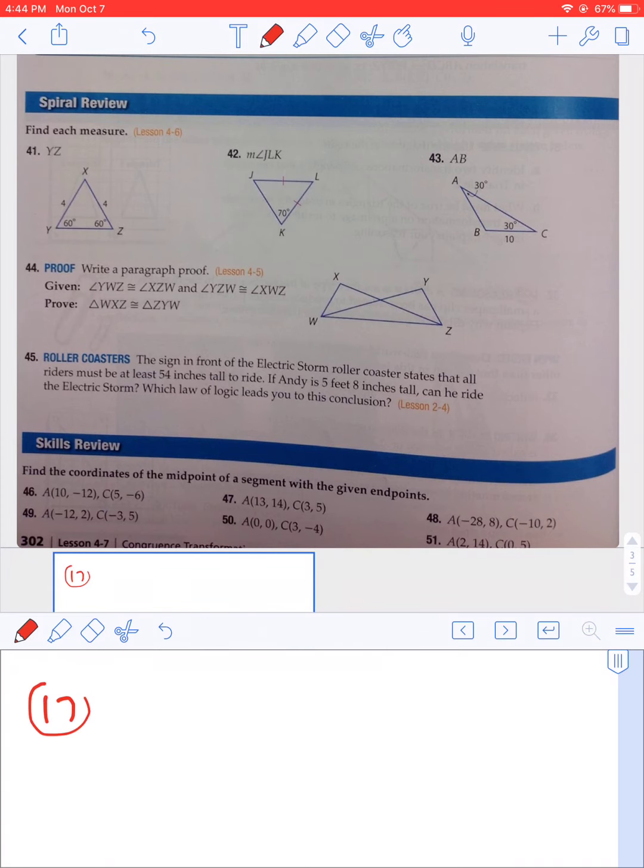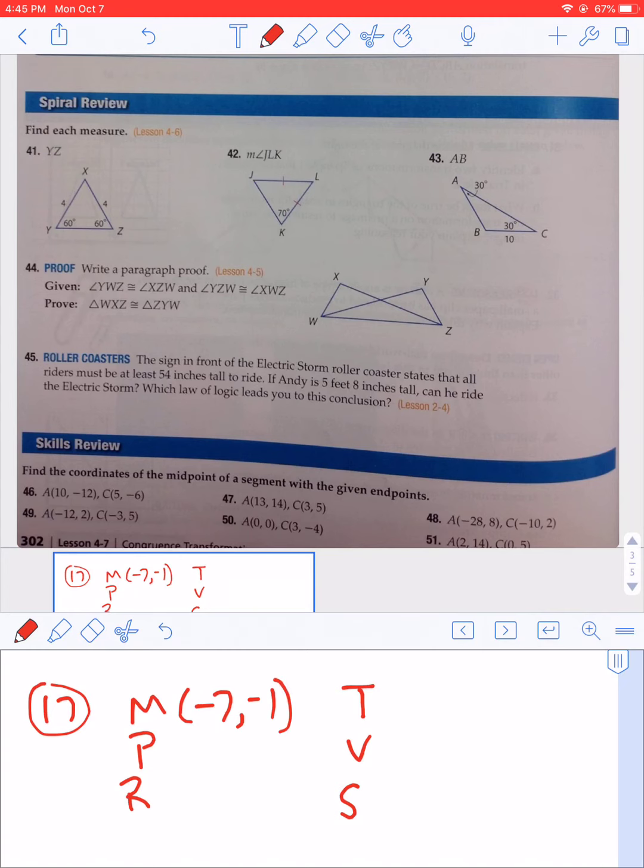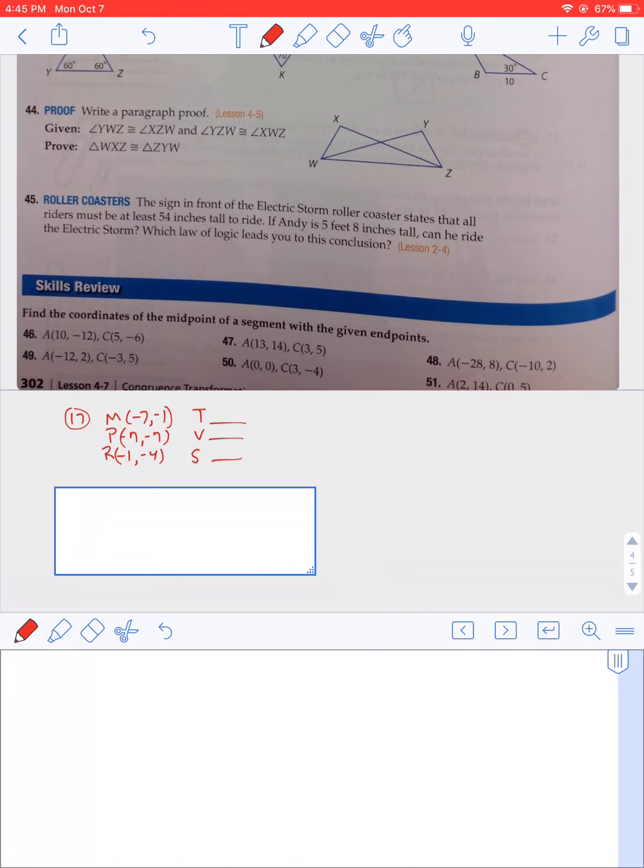So 17, if you look in your book with me, it gives you 3 coordinates, okay? They give you M, they give you P, and they give you R. And they give you another set of coordinates, T, V, and S, okay? And it says -7, -1 for M, and for P, it's -7, -7, and R is -1, -4. So you've got your 3 others, okay? What you want to do is just take some graph paper and graph these.